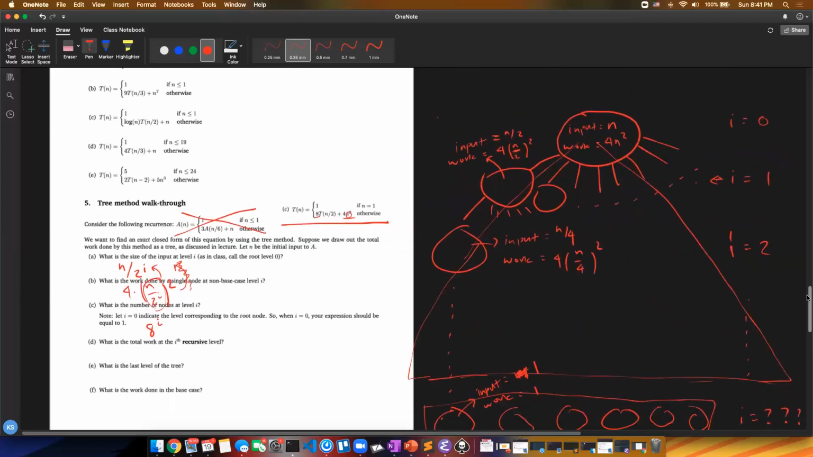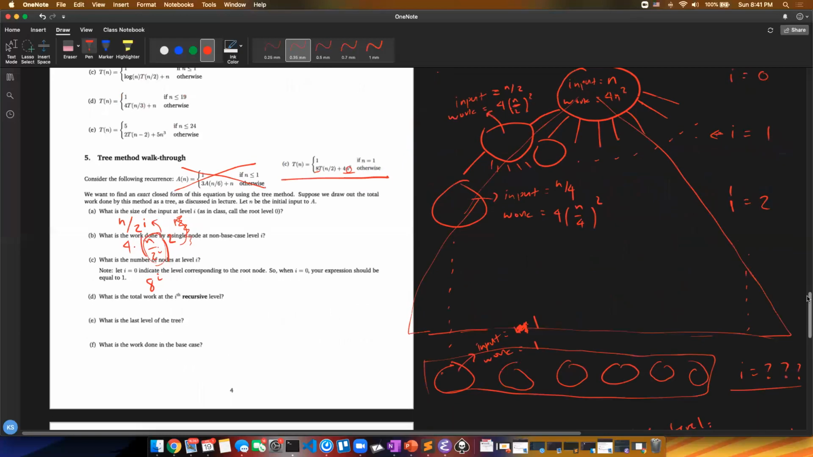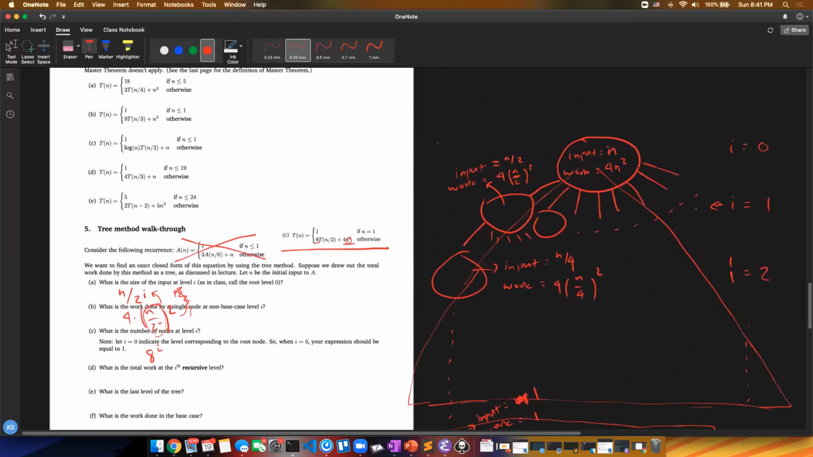And this sort of makes sense, right? If you want to find out the total work done at the ith recursive level, what we're doing is essentially adding up how much work I did in this one node, plus how much work I did in this node, plus how much work I did in this node, and so forth.